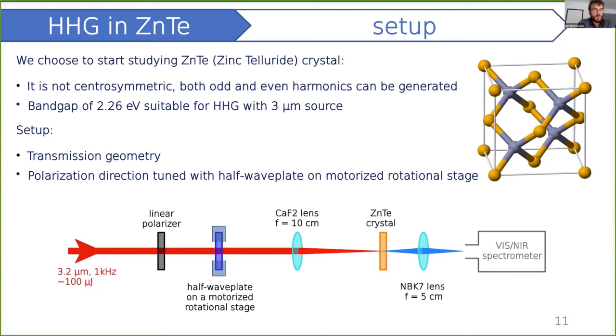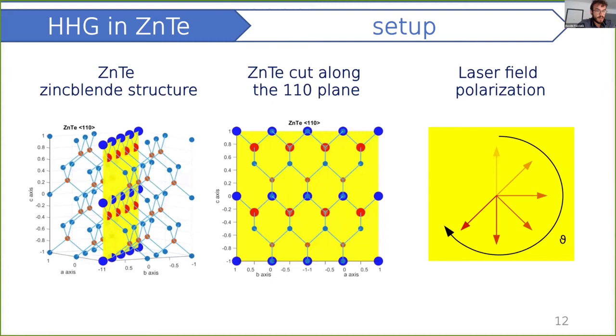Our ZnTe sample was cut along the 110 plane, where atoms lying on this plane, which are represented here as big dots, form a zigzag chain. And when we look at the neighbor planes on top and on the bottom of the one highlighted in yellow, the smaller dots lying on this plane also form a zigzag chain, so that when we look at the whole projection of the crystal in this plane, there's this honeycomb structure that can be seen.